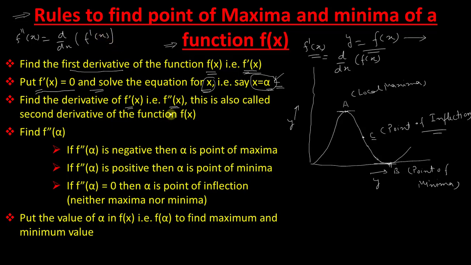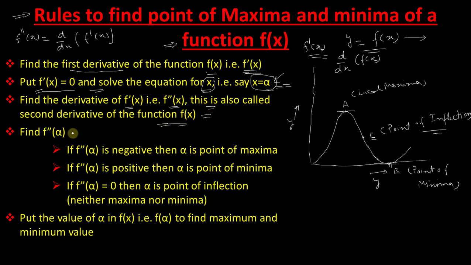It is also called the second derivative of f(x). If we differentiate f(x), it is called the first derivative. If we take a derivative of a derivative, we call it the second derivative, and it is denoted as f double dash x. So find the second derivative of the function f(x). Now put the value of alpha that we have found into the second derivative.